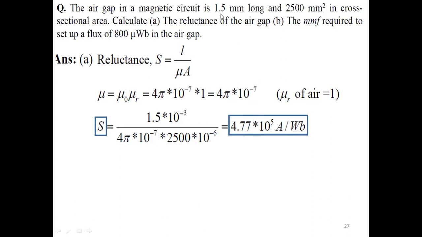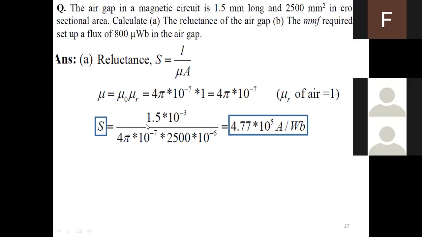L is given here as 1.5 into 10 to the power of minus 3. I'll substitute it here. Mu is given here as 4.5 into 10 to the power of minus 7. Here the area is 2500 mm square; milli squared means 10 to the power of minus 6. Put it in the calculator. First you have to open a bracket.